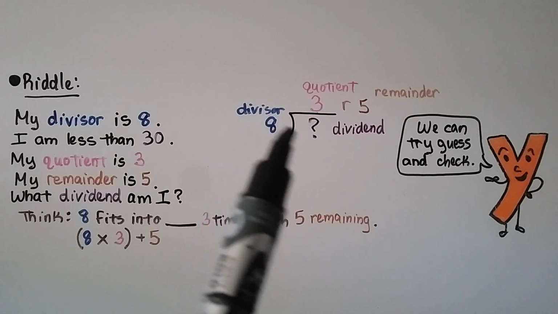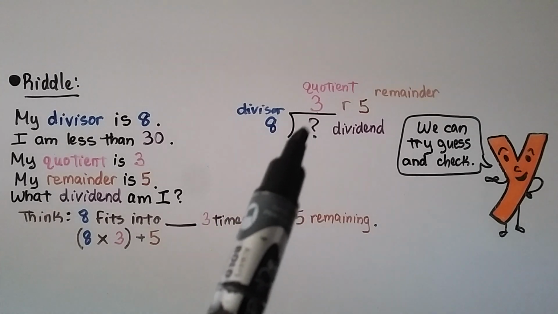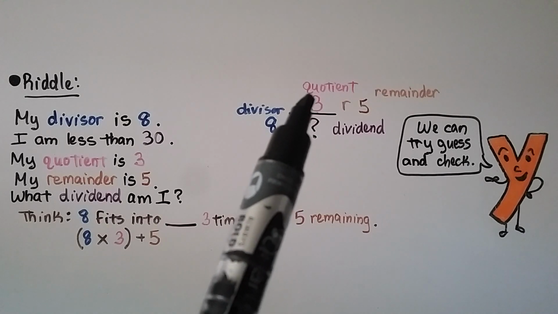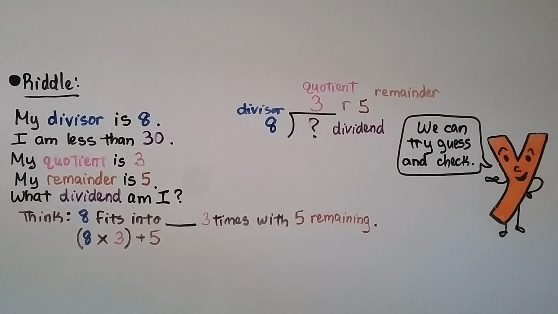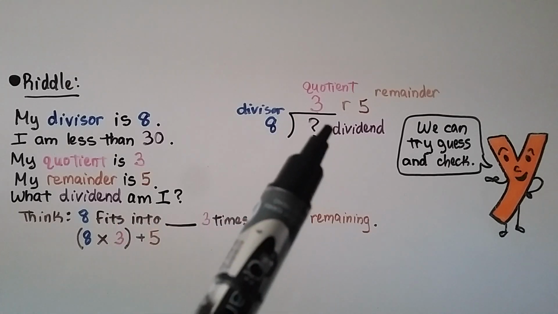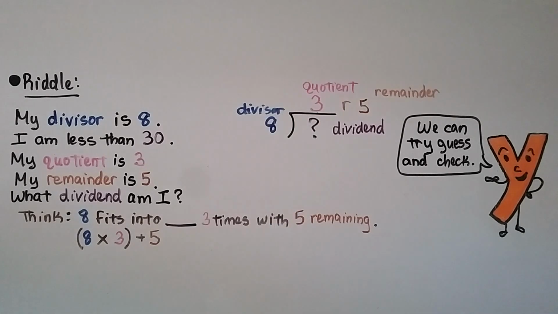We know the divisor's 8, and we know whatever this dividend is, it's less than 30. We know the quotient is 3, and that there is going to be 5 left over. So we think 8 fits into some number 3 times, with 5 remaining. We think, well, 8 times 3 is equal to 24, and if there's 5 remaining, we add 5. So we know it fits into 24 3 times, but because there's a remainder of 5, we had to add 5. Do you know what the number is?